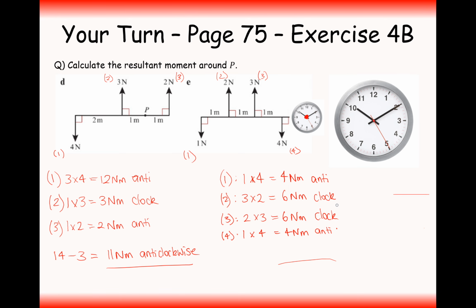So we can see here now we've got 12 Newton meters going in the clockwise direction, 8 Newton meters going in the anti-clockwise direction. So it's going to be 12 minus 8 equals 4 Newton meters in the clockwise direction. So there we are, excellent. That's the answer to this question here then.